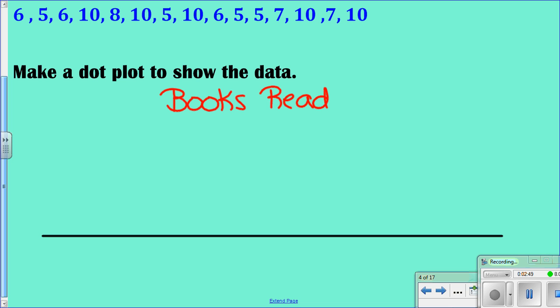What numbers will I put below my line? 5 through 10. 5, 6, 7, 8, 9, 10. Don't skip any numbers because that leads to a deceiving dot plot. So how many dots will I put above 5? 4. Make sure you can see them. How many above 6? How many above 7? 8? 9? 0. And 10. 5. That's a dot plot.